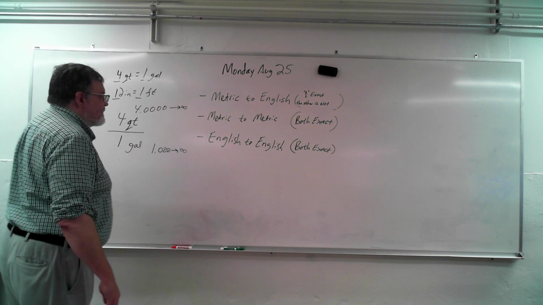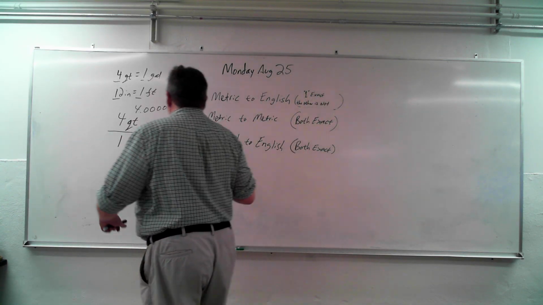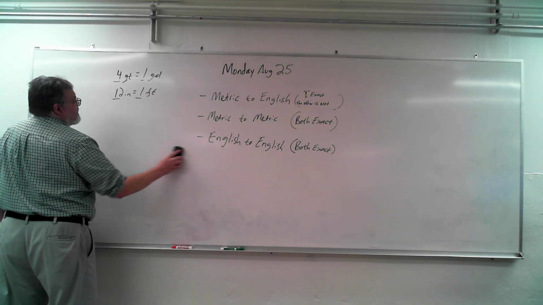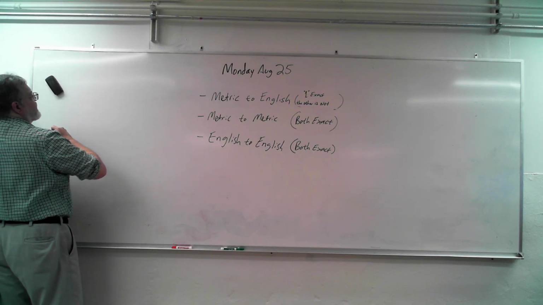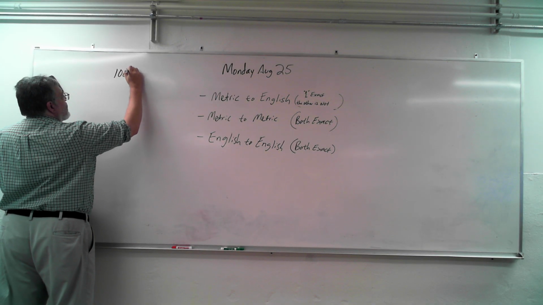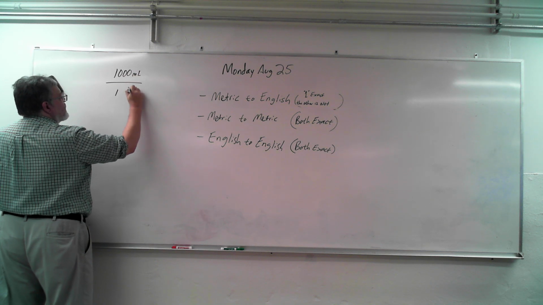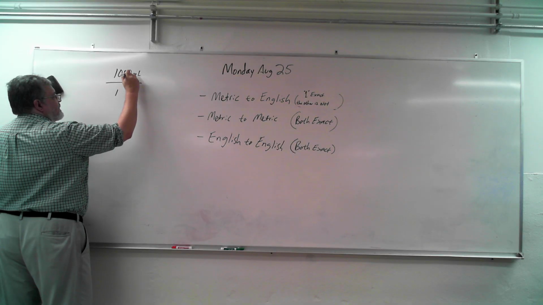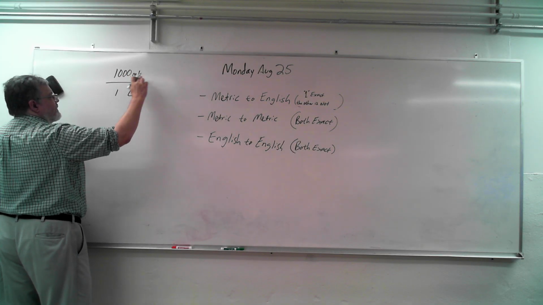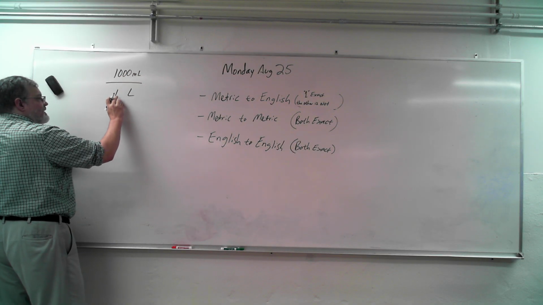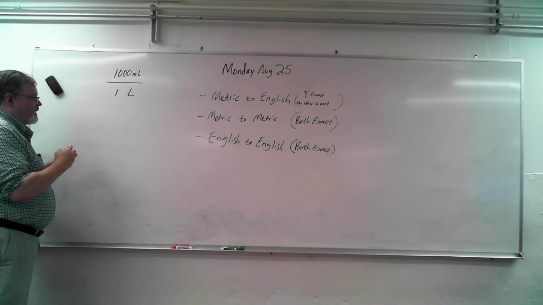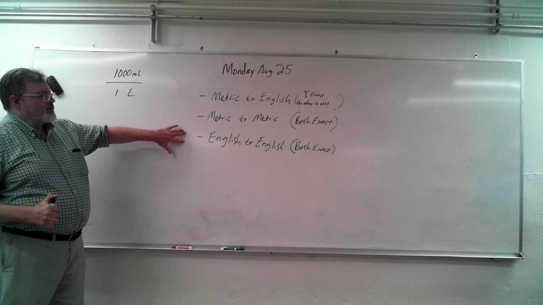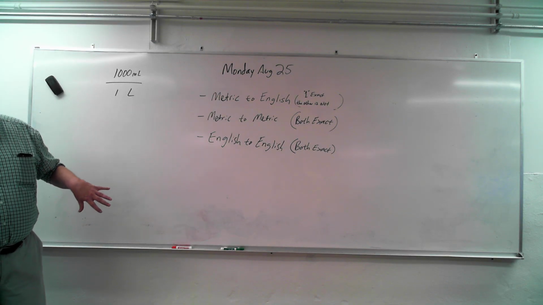So English to English, they're always exact. This might make more sense once I do some calculations. And metric to metric is always exact. Metric to metric means 1,000 milliliters is 1 liter. So metric to metric, this is exact. It's really .00000 all the way out to infinity, and this is 1.000 all the way out to infinity. So metric to metric conversions and English to English conversions, both top and bottom are exact.